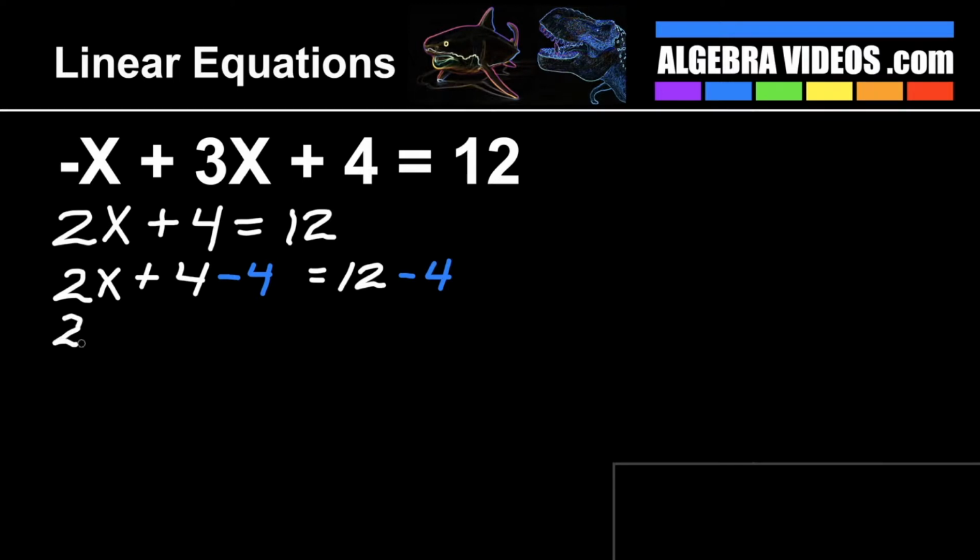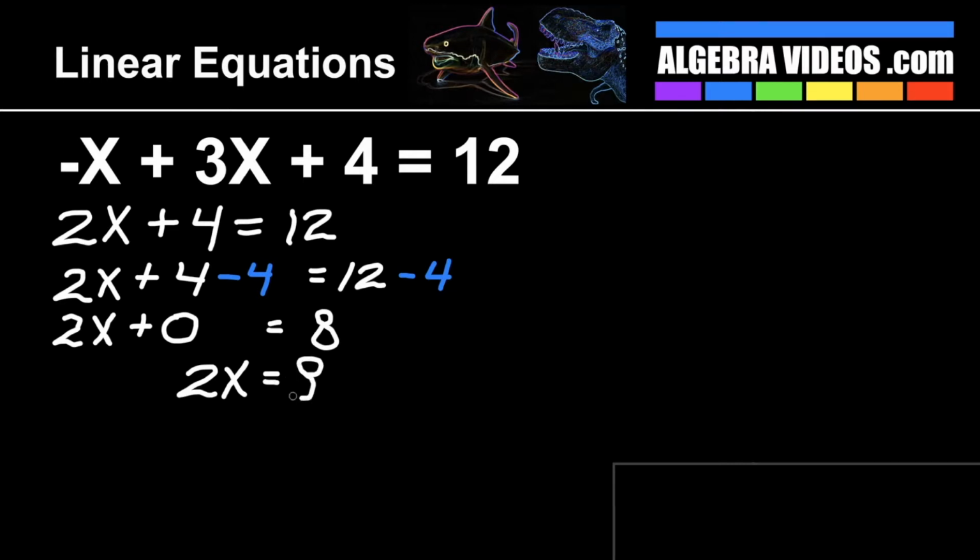2x, nothing changes. I'm just bringing that down. But then plus 4 minus 4. 4 minus 4 is 0, right? So that term of 4 minus 4 simplifies to 0. So I'm just going to write that as plus 0. And then on the other side, it's equal to 12 minus 4, which is 8. Okay? So 2x plus 0 equals 8. Another way to say that a little more simply is just 2x equals 8.